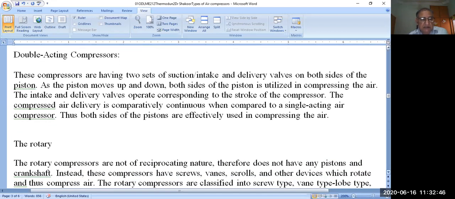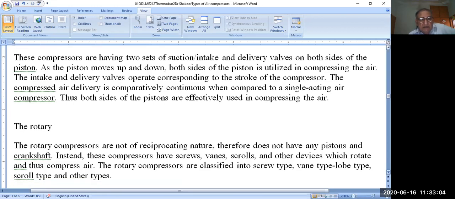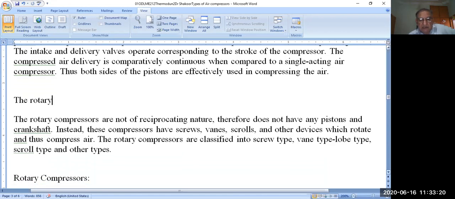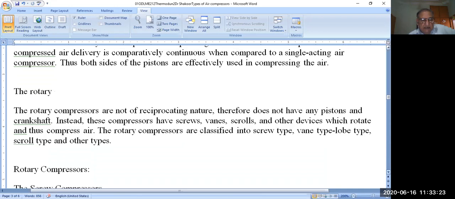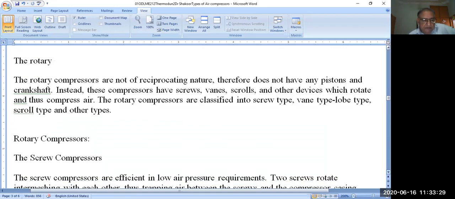Double acting compressors have two sets of suction intake and delivery valves on both sides of the piston. As the piston moves up and down, both sides of the piston are utilized in compressing the air. The intake and delivery valves operate corresponding to the stroke of the compressor. The compressed air delivery is comparatively continuous when compared to a single acting air compressor. Thus, both sides of the piston are effectively used in compressing the air.